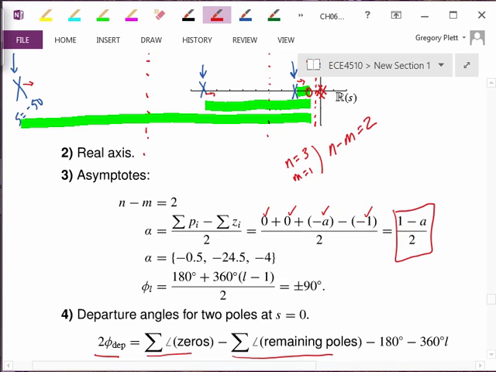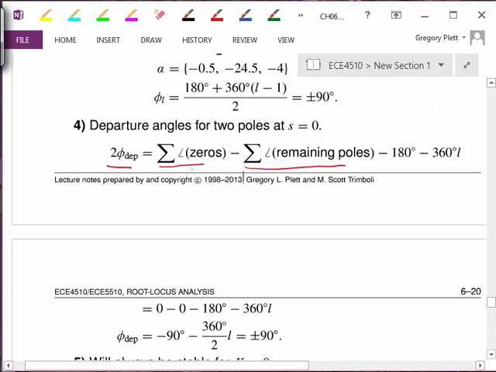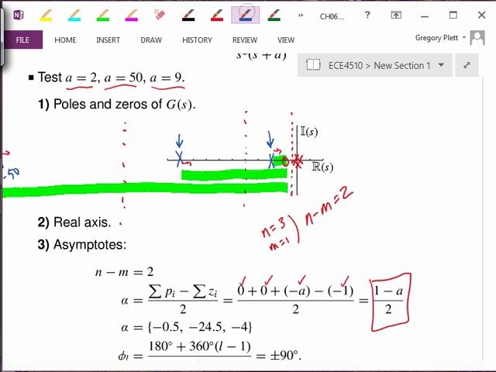The angle from all the other poles is just that one pole at minus a, which is also 0 degrees. So the angle from the zeros is 0, and the angle from the remaining poles is 0. So phi departure is going to be minus 180 divided by 2, minus 360 divided by 2. That gives me plus or minus 90 degrees. So those two poles are going to go straight up and straight down originally.